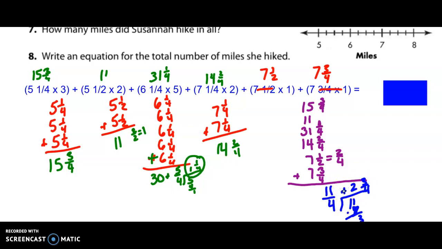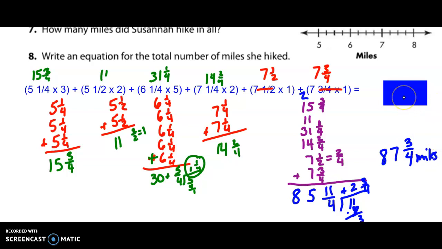Now we have to do our whole number part. 5, 6, 7, 8, 9, 10, 11. Plus 7 is 18. Plus another 7 is 25. So regroup the 2. 2 plus 1 is 3. 4 plus 3 is 7. 8. So we have 85 and then 2 and 3/4. So when you add those two together, you end up with 87 and 3/4. And the label there would be miles. And I don't think I did a label on the last one, but it would have been inches.